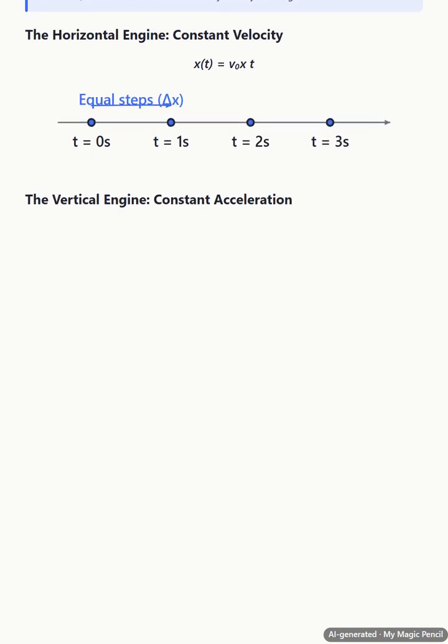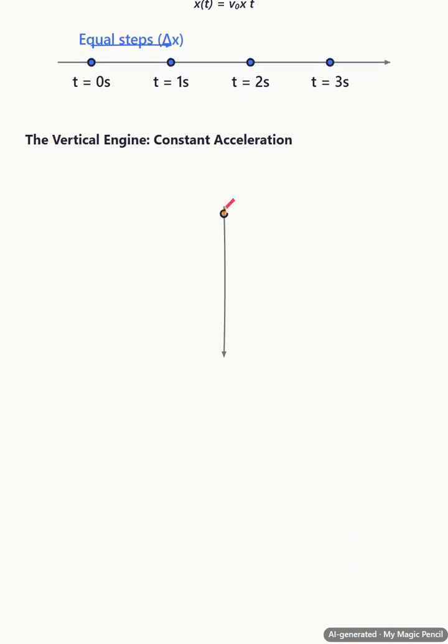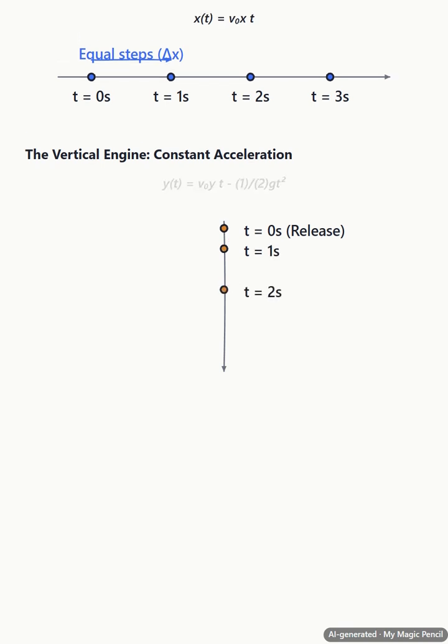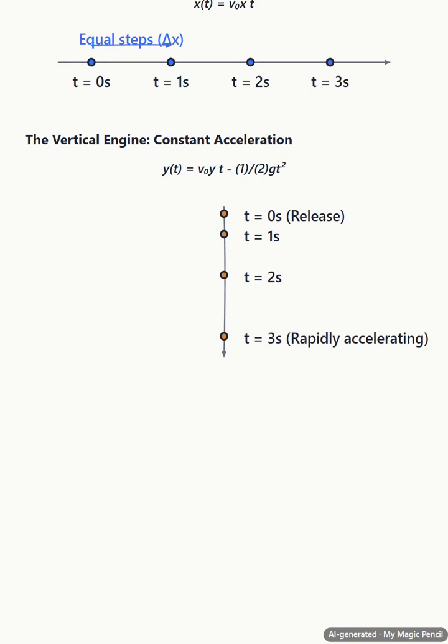Vertically, it is a completely different story. Gravity is constantly pulling downward, causing a steady acceleration of g, which is about 9.8 meters per second squared. This constant pull means the vertical speed changes every second, and the distance fallen grows quadratically with time.